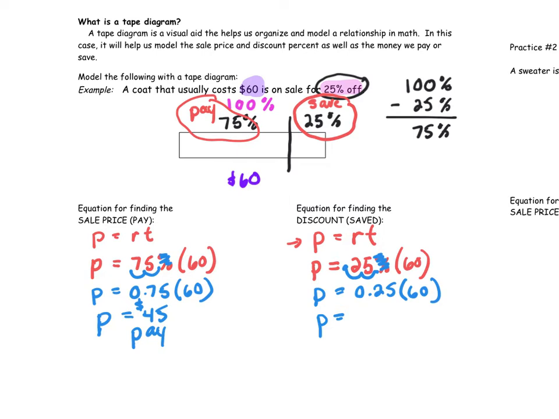So the part that we would pay is 15. In other words, the part that we would save is 15. So if we're asked what the discount was or how much we'd save, it would be $15. And the tape diagram is used just to model this, to make this a little bit easier to figure out what we're asked to find. So let's try this again.